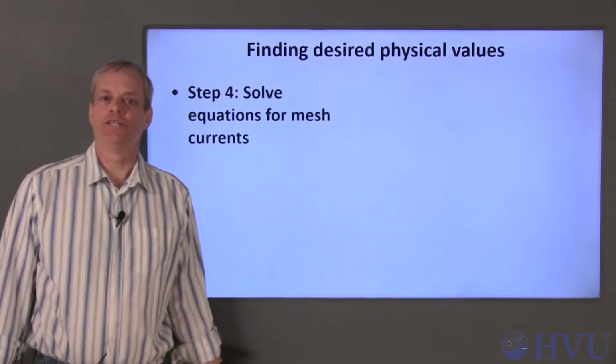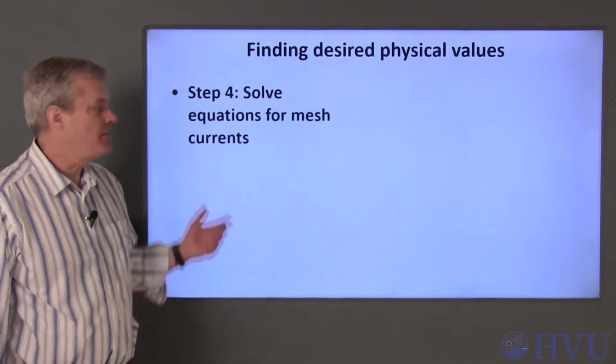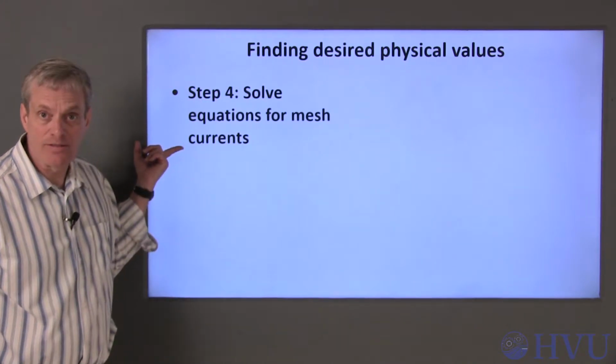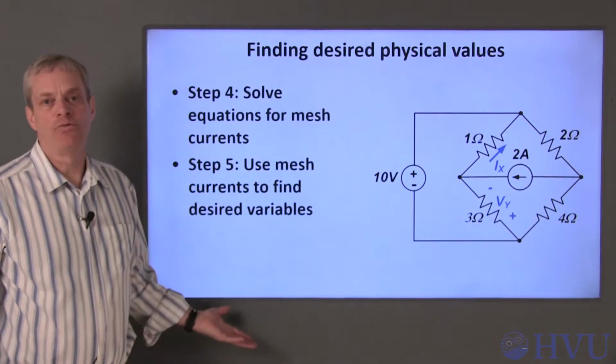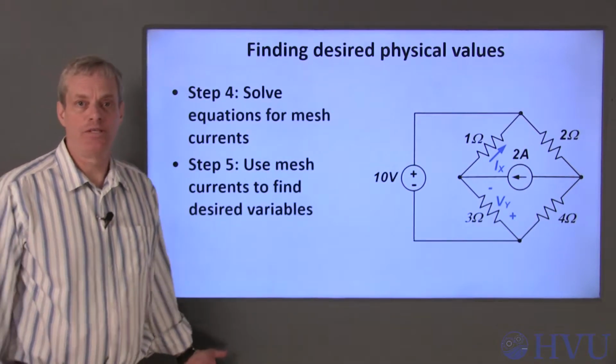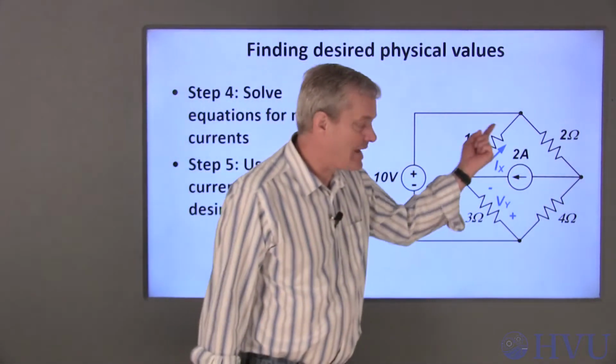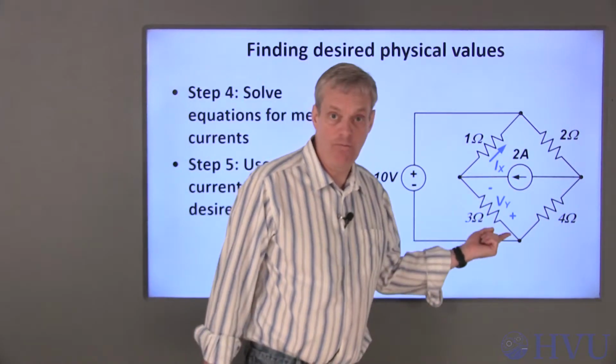After we've written the mesh equations, the next step is to solve the equations to determine the mesh currents. Then we use the mesh currents to determine any parameters that we want to know about the circuit. For this example, I'm going to determine the current Ix and the voltage Vy.